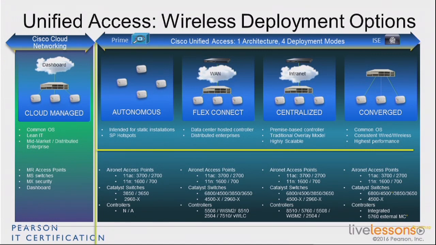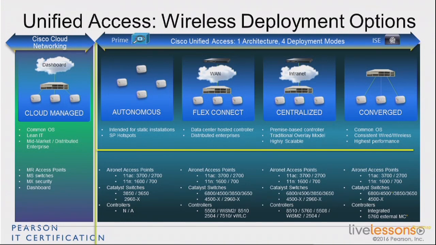All those 4, autonomous, FlexConnect, centralized, and converged, suppose that you have all the equipment independently in your location. You're not relying on anything outside of your network. But if you prefer to do so, you can also use the Cisco Cloud networking with the Meraki solution. And that's going to be the cloud managed, where the control function is going to be exported outside of your network and present in the cloud.